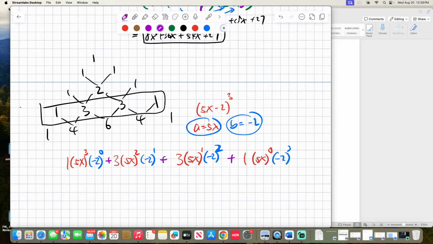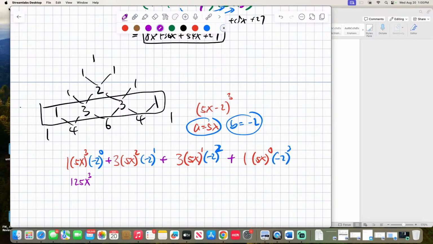Now we're going to evaluate. How do we evaluate? Pay attention to order of operations. This is 5x to the third power, which is 125x to the third power. Is that okay? So it's 125x cubed. Now you're going to say, what happened to -2 to the 0 power? What's anything to the 0 power? 1. That's it. 125x cubed.